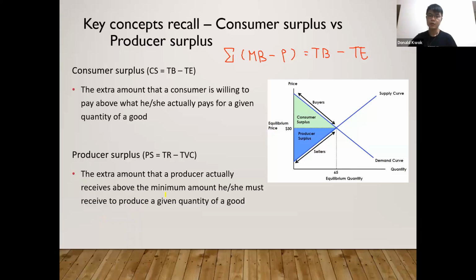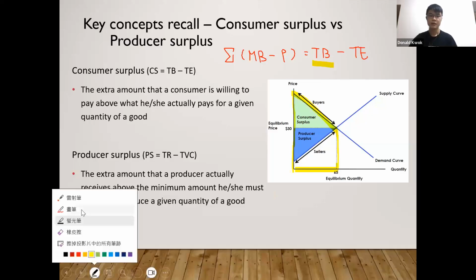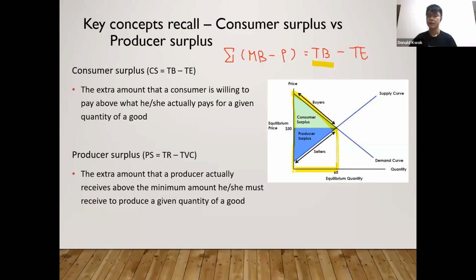Let me try to locate the areas of total benefit, total expenditure, and thus consumer surplus in the graph here. When we are talking about the market equilibrium level, the total benefit is the area under the demand curve until the market equilibrium level. So this yellow trapezium is the total benefit at the market equilibrium level. And you may ask, why is the area under the demand curve the total benefit? This is because the demand curve is also said to be the marginal benefit curve.